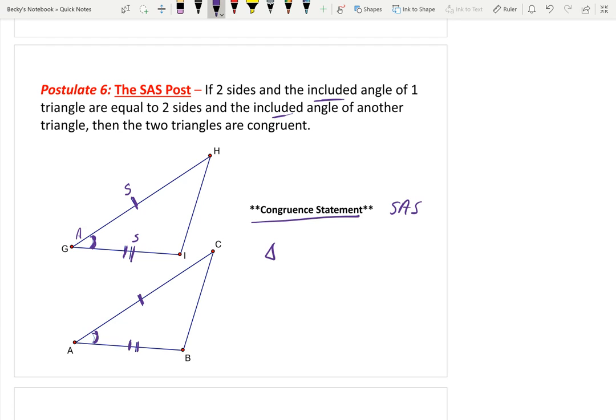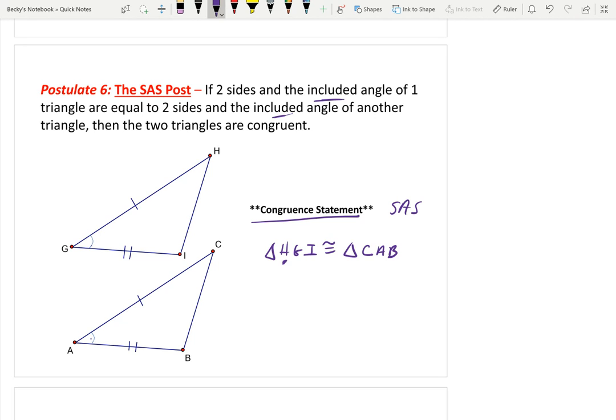Again, your congruency statement. Pick a triangle. It doesn't matter which one you pick in the beginning. Just pick a triangle and put it in any order that you like. So I'm going to say HGI. And then I'm going to look at the second triangle and say, okay, what corresponds with H? And that would be C. What corresponds with G, and that's A, and I with B.